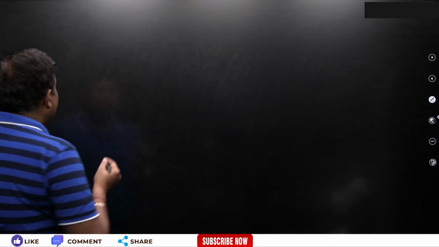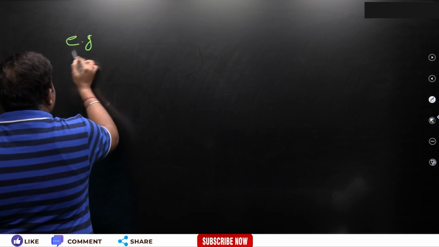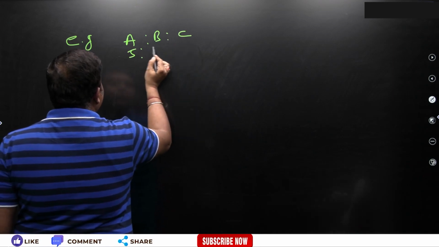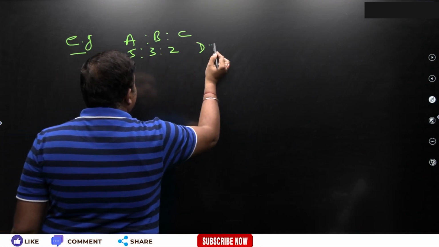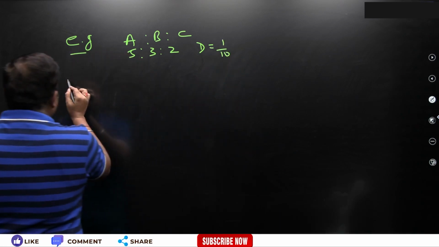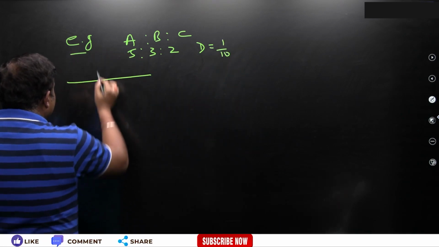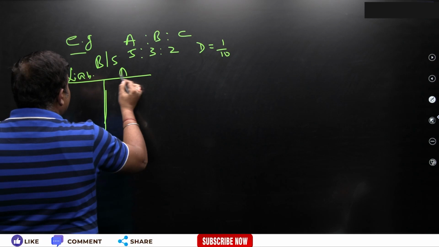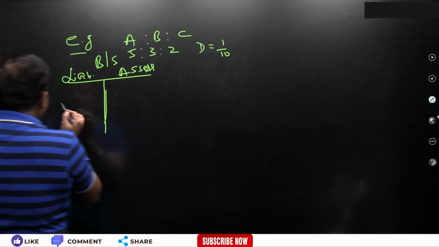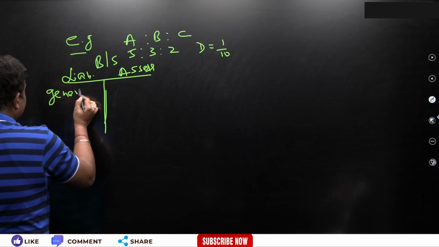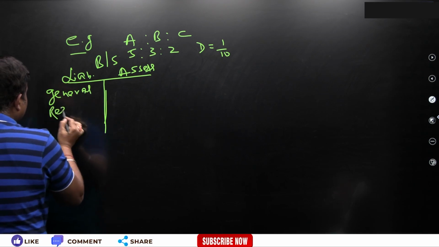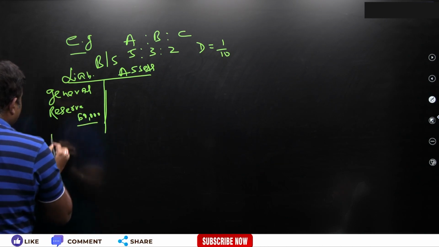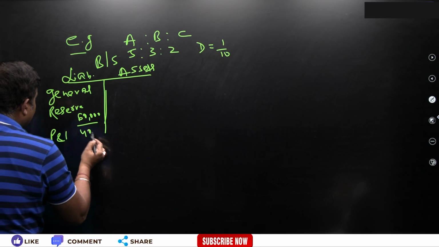Now I'll take an example. A, B and C were the 3 partners sharing profits in the ratio 5:3:2. Now D is coming in for a 1/10 share. The balance sheet is given: the left-hand side is the liability side and the right-hand side is the asset side. On the liability side, I'll take a few examples of reserves. Suppose general reserve is given at 60,000, and profit and loss account is also given at 40,000.